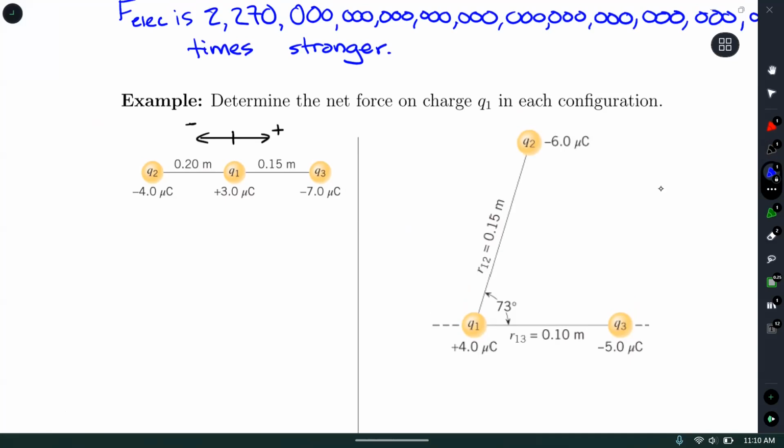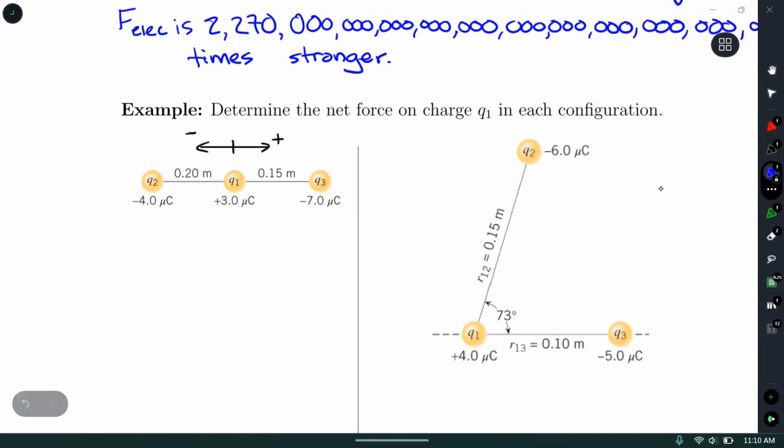To the left or to the right? I feel like to the right. Towards Q3. Okay. So for charge Q2, it'll be to the left, but for charge Q3, you're correct, it will be to the right. Since Q2 is negatively charged and Q1 is positively charged, Q2 will attract Q1. Q1 also attracts Q2, but that's not what we're being asked about.